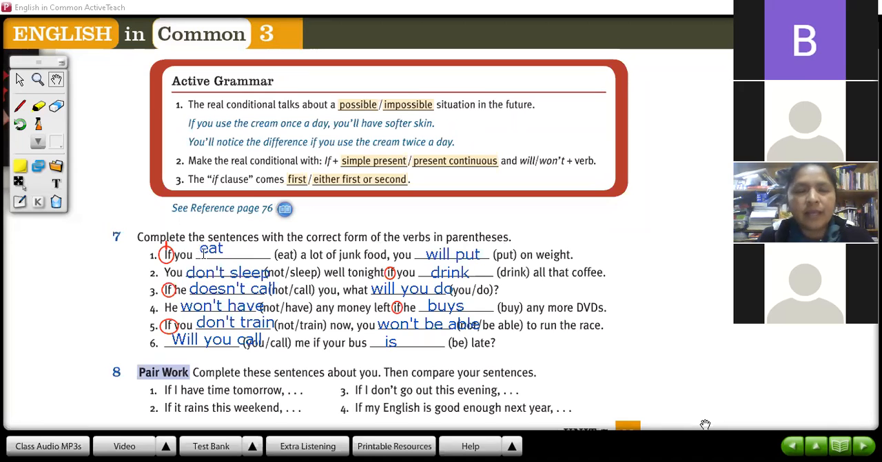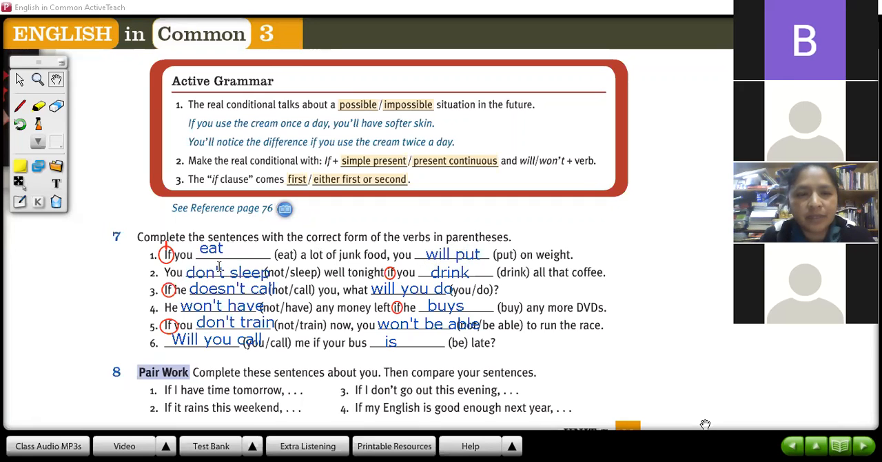Maybe you are saying, si comieras a lot of junk food, engordarás. That's why posiblemente están utilizando el will aquí. No, this is simple present. Automáticamente el will le condiciona a que esta se entienda también a possible situation. If you eat a lot of junk food, you will. The result is in future.